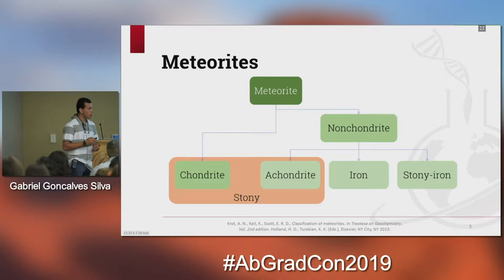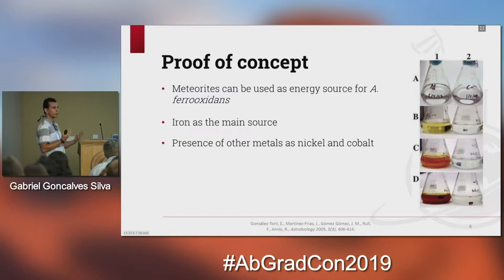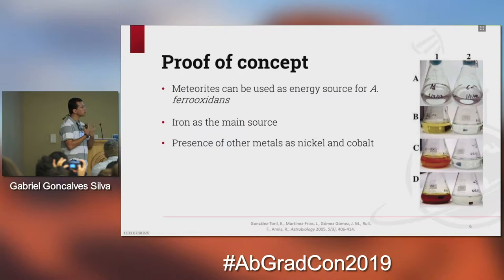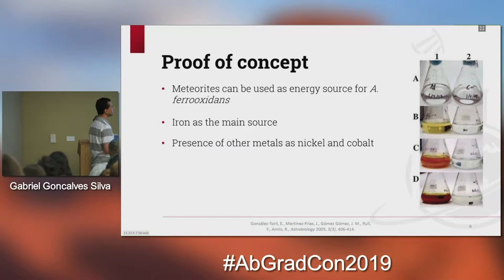When we started to think about the use of meteorites, we started to think about something that is very recent in science. The first idea, the first challenge, the proof of concept, was to understand if this bacterium could survive using this iron, not from Earth but from meteorites, to grow and to gather this energy to survive. The first work, from 2005, did just this. They put a meteorite in a very acid medium, two fragments, one for the abiotic experiment and the other for the biotic experiment, using exactly the same bacteria that we have presented here.